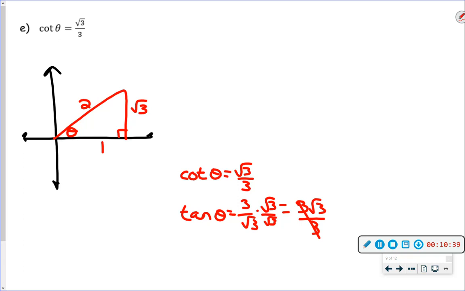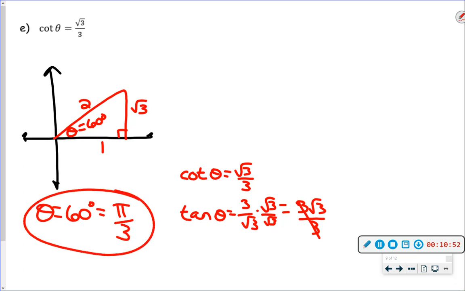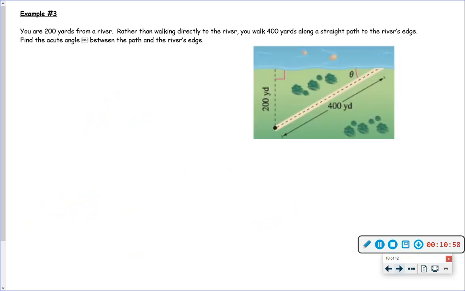Once again, we're on the 30, 60, 90. Opposite root 3, of course, is our 60-degree angle. So there's my answer. We're going to convert that into radians by multiplying by pi over 180, or hopefully we just know it, one of our common ones, pi over 3. So you are getting the angles today. And like I said, you're going to have 30, 60, 45, because we're restricting you to quadrant 1.